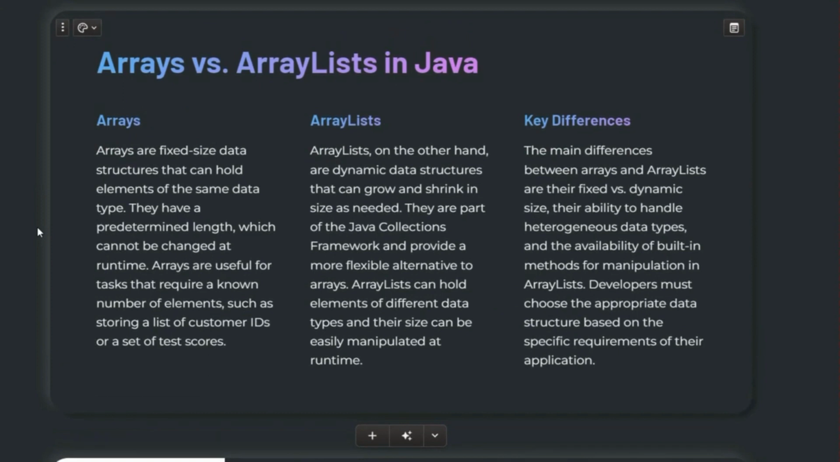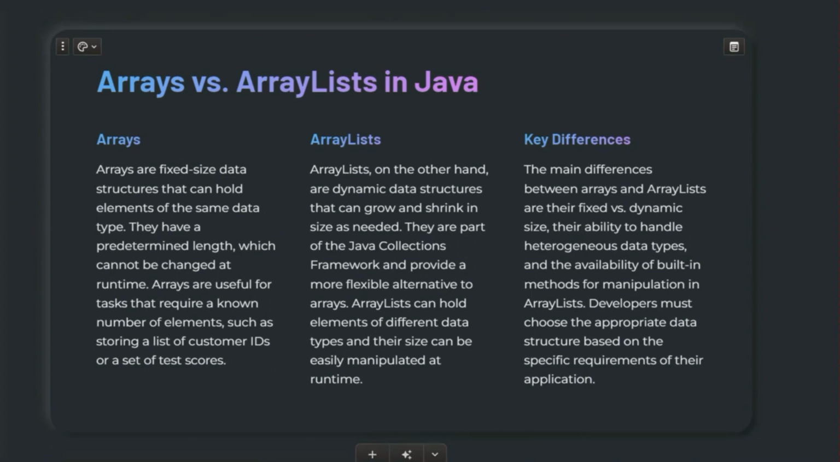So, as you know, arrays are a fixed size data structure, and they hold similar data types, and they cannot have the inbuilt functions. But array list has a dynamic size, and it can be resized as needed, and the array list has multiple inbuilt functions, and array list can have hybrid data types, right?